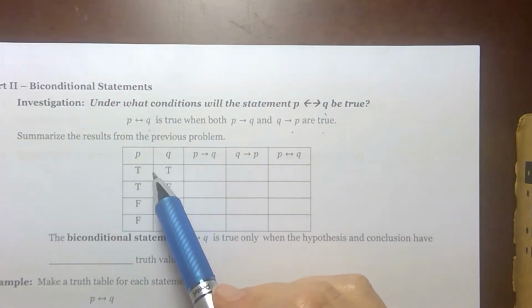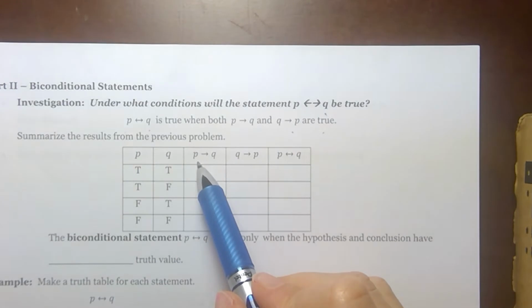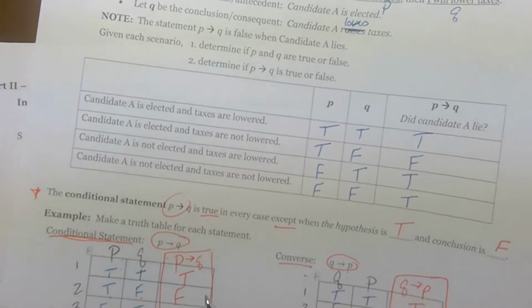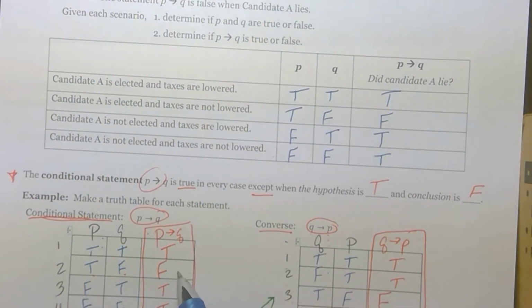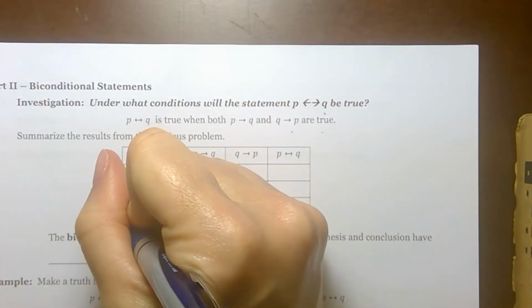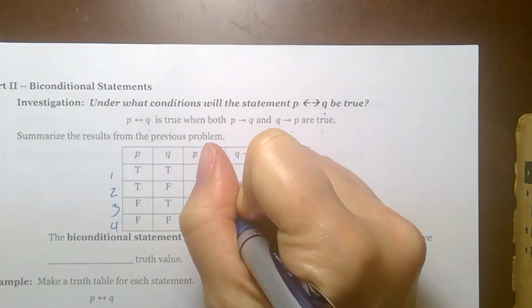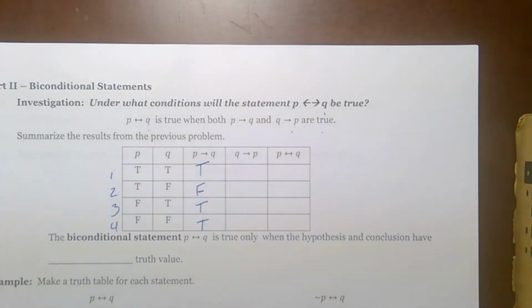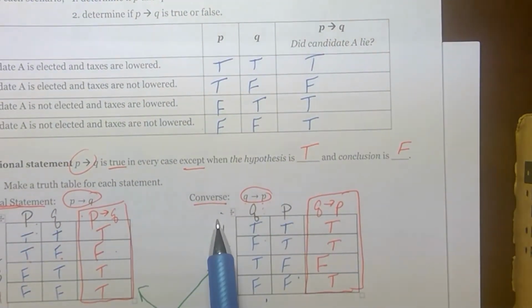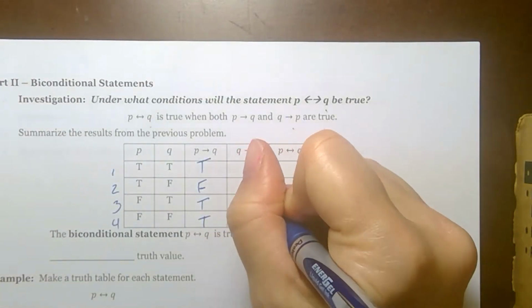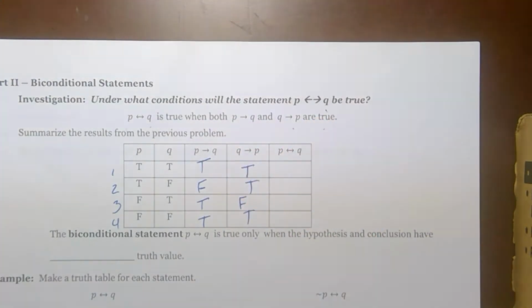The first column that we have to solve here is my original conditional statement, if P then Q. And if I look at that truth table, I see that if P then Q is false for case 2 and it's true for the other cases. So I've got cases 1, 2, 3, 4. If P then Q is false for case 2, and it's true for the other 3 cases. Then we have if Q then P. Well, if Q then P is my converse, and it is false in case 3. So false in case 3, true in the other cases.